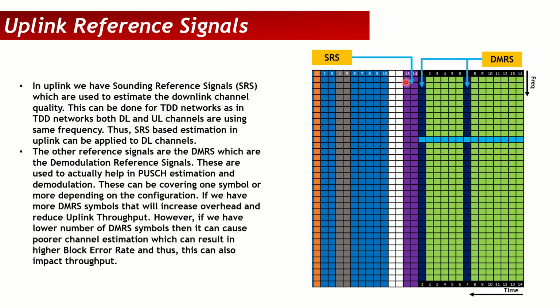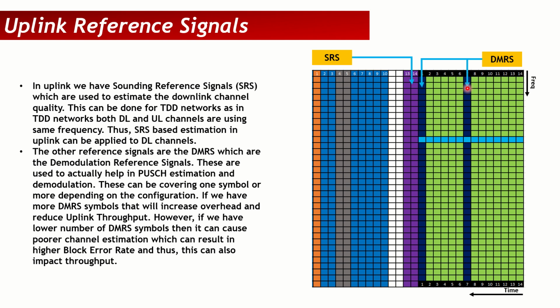While SRS has a predefined periodicity, so even if there is no uplink data, the SRS will still exist. The UEs need to send SRS whenever their period expires. If the UEs are configured with a 20 millisecond periodicity for SRS, they have to send SRS every 20 milliseconds, irrespective of whether they have uplink data to send or not. The DMRS will only be present when there is uplink data.